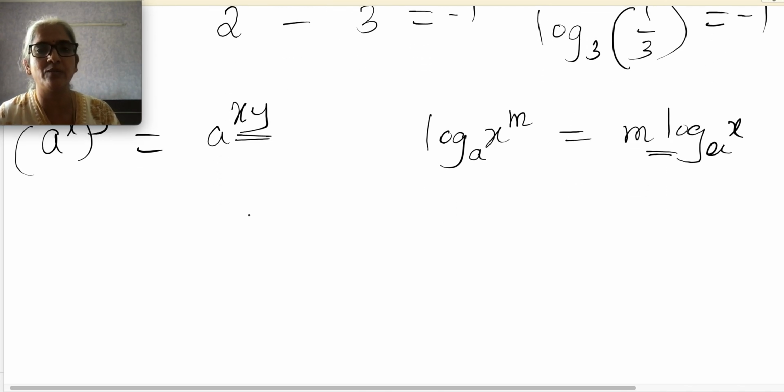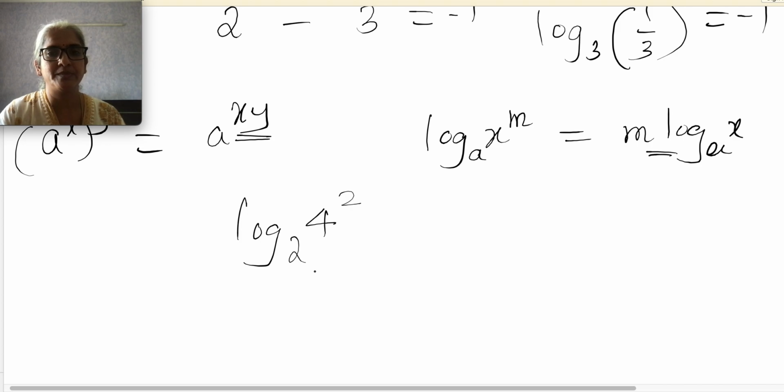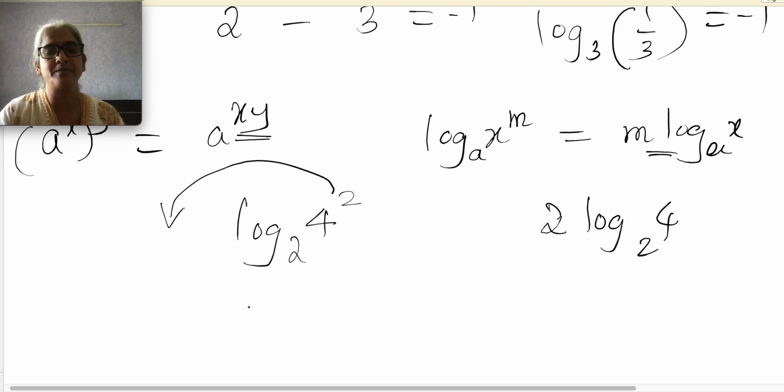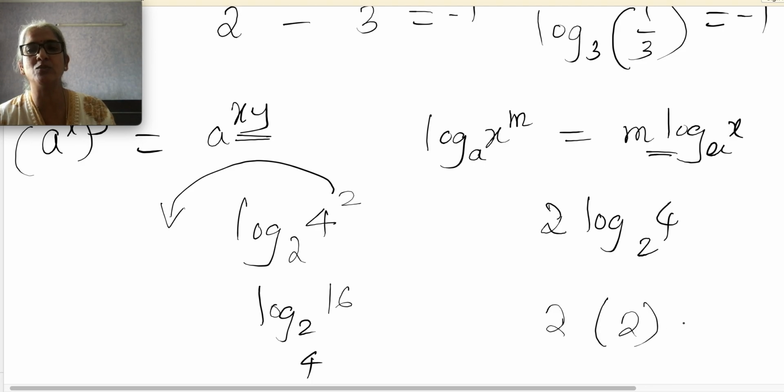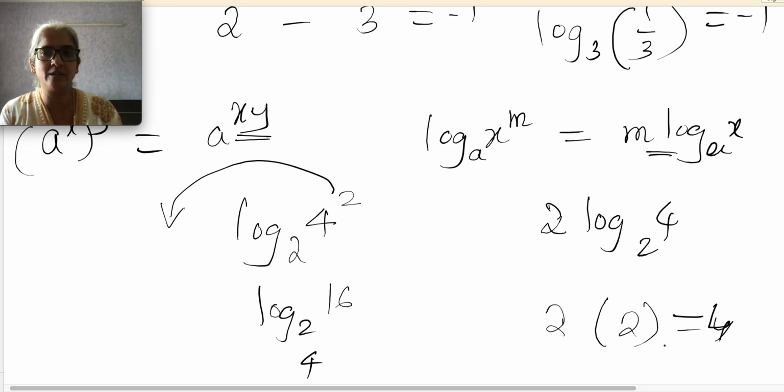And let's take an example for us to remember this well. So log of 4 square to the base 2. The rule says it should become 2 times log of 4 to the base 2, right? The power should come out. So let's look at it. Log of 4 square. What is 4 square? 16. So log of 16 to the base 2 is 4. 2 times log of 4 to the base 2 is 2 times 2, so 4. So LHS, or left hand side, is equal to right hand side. So the rule is correct.